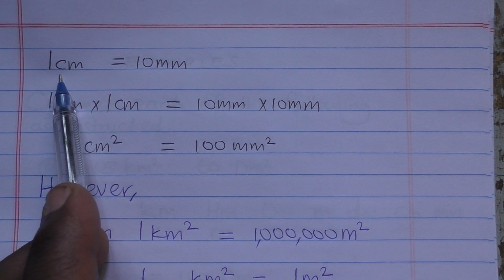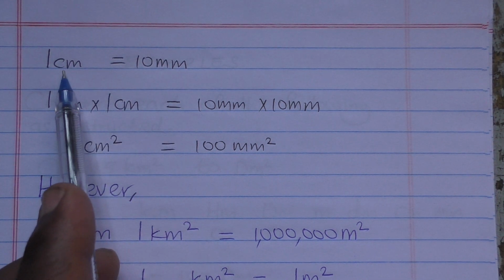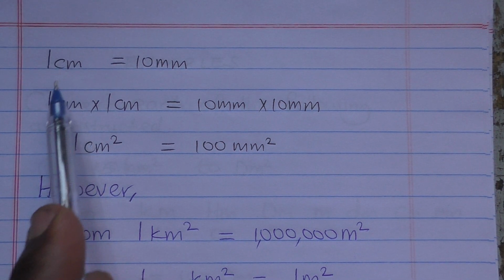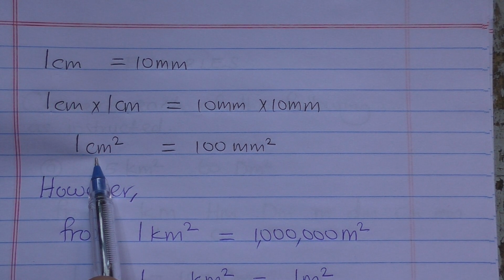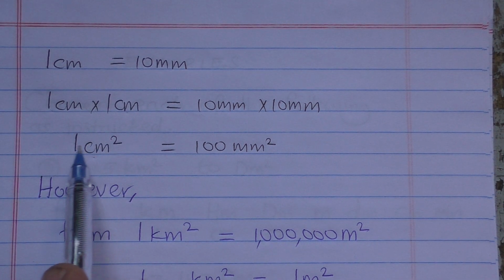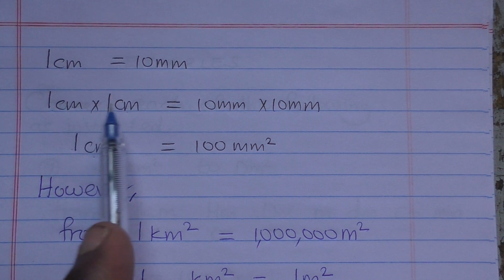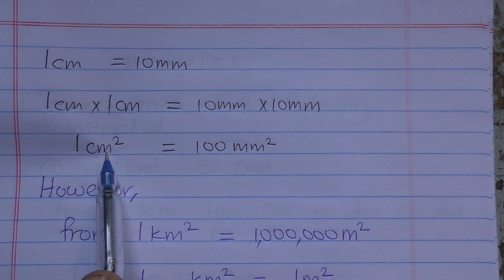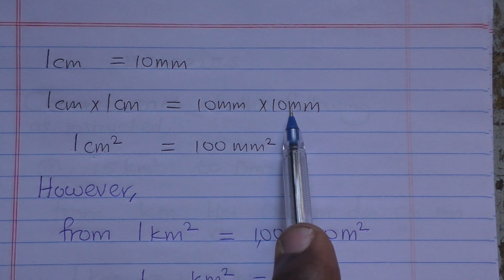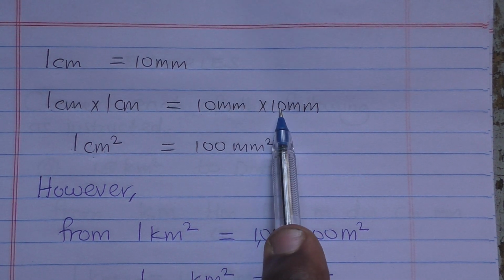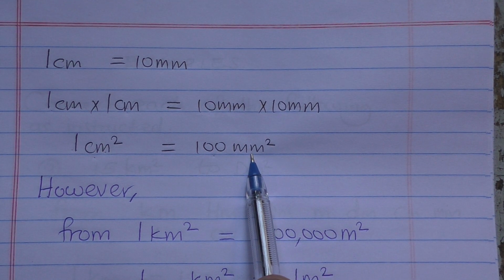1 centimeter is equivalent to 10 millimeters. And therefore, if we square both sides, we shall end up with 1 centimeter times 1 centimeter, which gives us 1 centimeter squared. Because 1 times 1 gives us 1, and centimeter times centimeter gives us centimeter squared. Similarly, we multiply 10 millimeters times 10 millimeters, where 10 times 10 gives us 100, and millimeter times millimeter gives us millimeter squared.